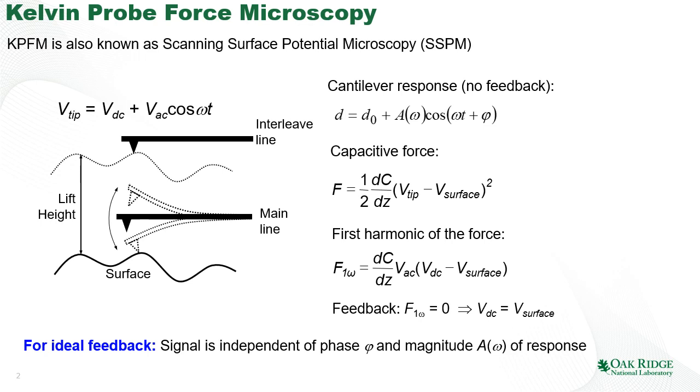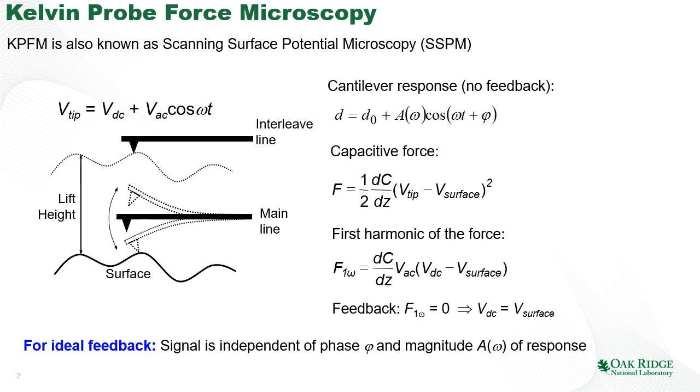We use the lock-in amplifier in order to select the first harmonic of this force, and we use the feedback loop to nullify this signal. It turns out that this nulling condition corresponds to the case when the DC potential on the tip, which we control, is equal to the surface potential that we want to measure. So if we map the nulling potential, we get a map of the surface potential. And for ideal feedback, the signal is independent of our response, so this technique is quantitative.